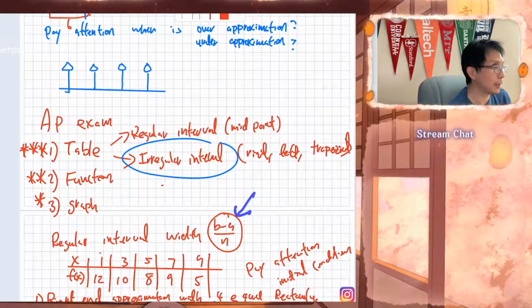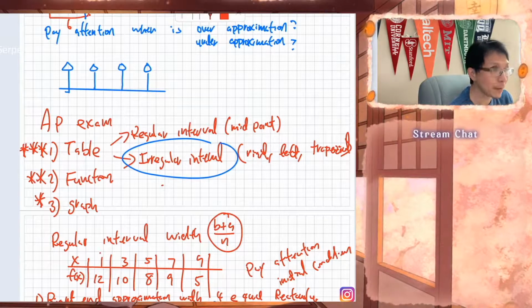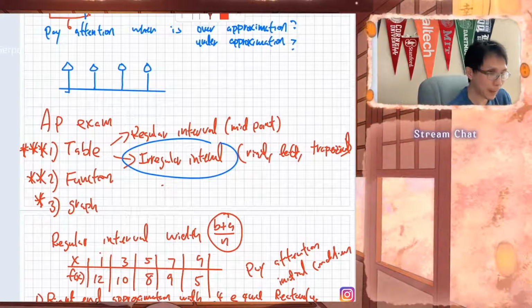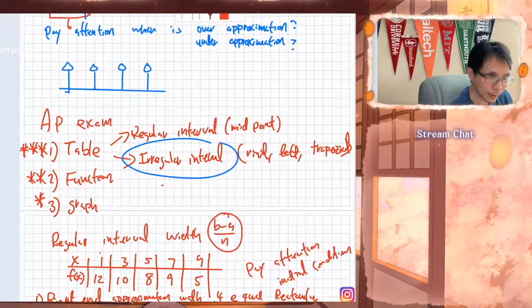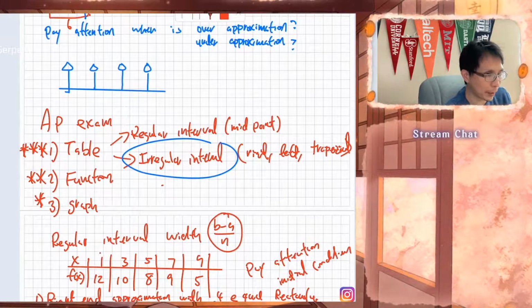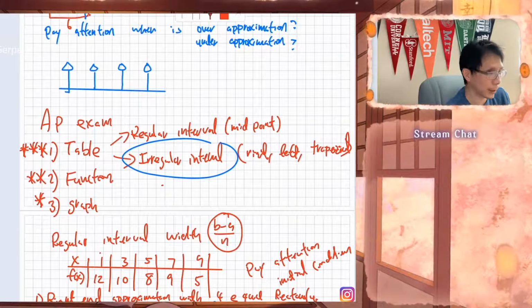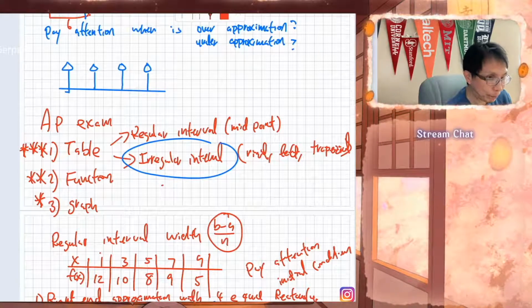There's an equation that helps you find that as well. B minus A over N, sorry, I've been writing it wrong. B minus A over N is 9 minus 1 over how many rectangles? Could be 4 rectangles, could be 2 rectangles, right? So it really depends on that.